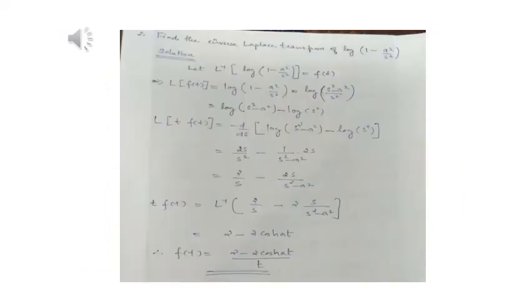The next question: find the inverse Laplace transform of log of 1 minus a square by s square. So whenever logarithmic functions or inverse trigonometric functions come, we can use the inverse Laplace transform of derivatives. So first of all, write L inverse of log of (1 minus a square by s square) is equal to f of t. Then L of f of t is log of (1 minus a square by s square). So that is log of (s square minus a square) by s square. So it can be written as log of (s square minus a square) minus log of s square.